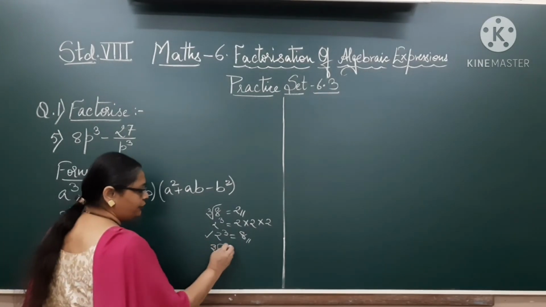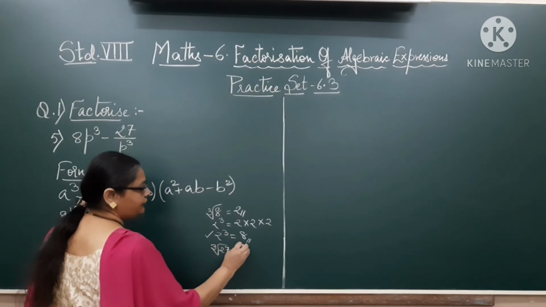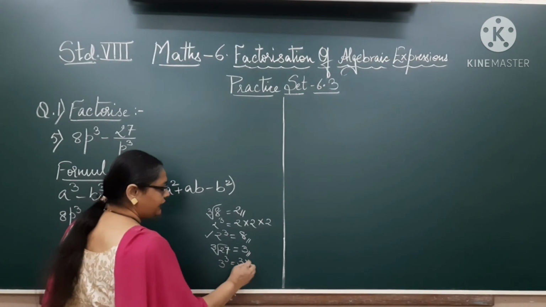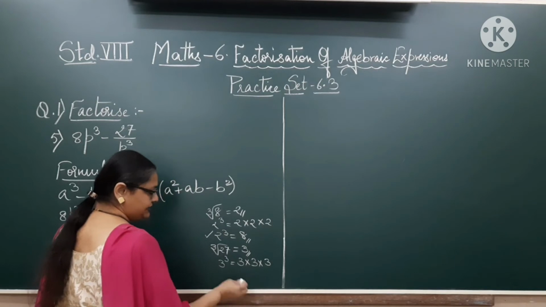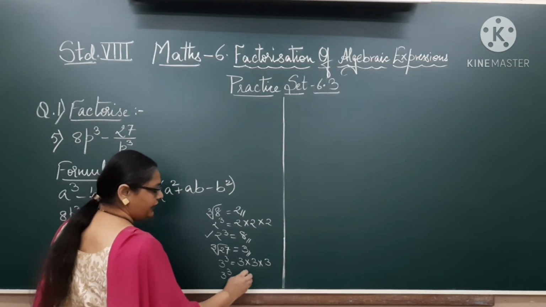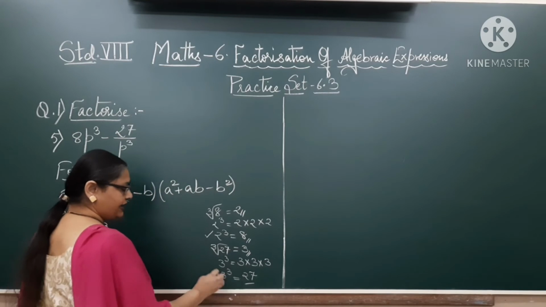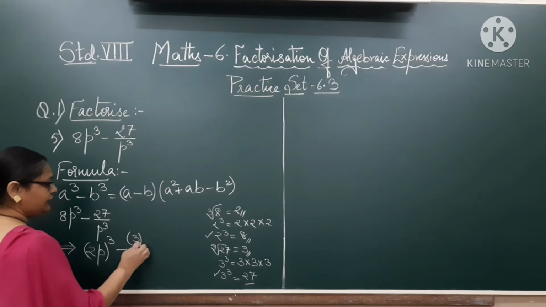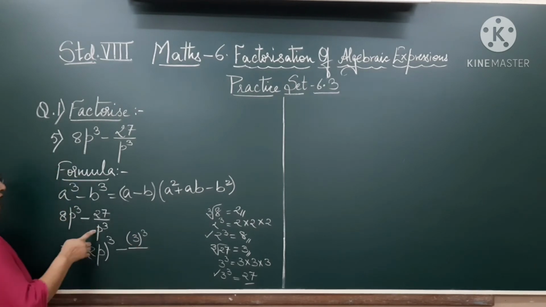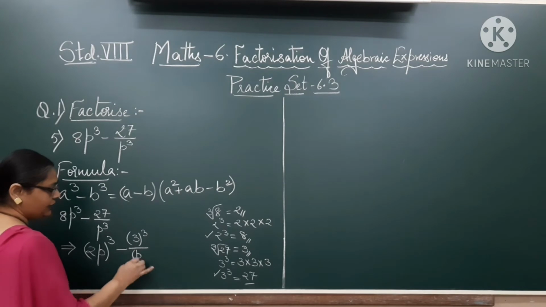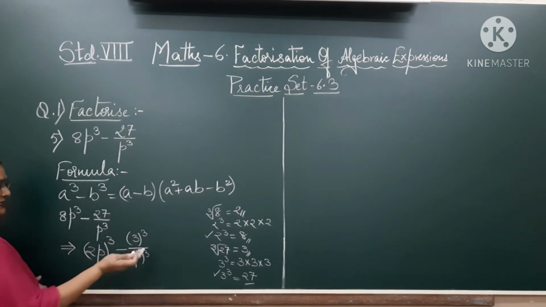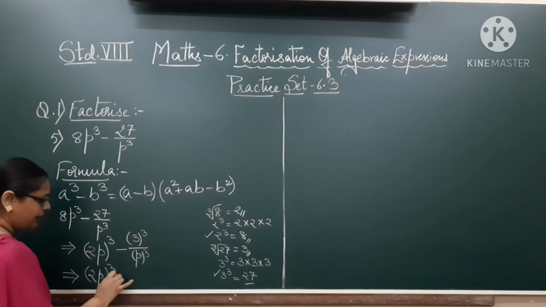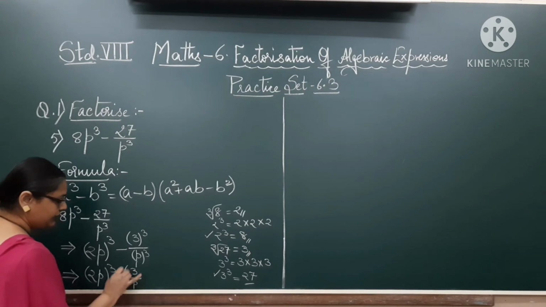Now find out the cube root of 27, which is equal to 3. How come 3? Let me confirm. 3 cube is equal to 3 3s are 9, 9 3s are 27. So I can write 3 cube is 27. So instead of 27, I can write 3 cube. So here 27 can be represented as 3 the whole cube upon p cube, which is p the whole cube. So instead of writing this separately, I can also write this as 2p the whole cube minus 3 upon p the whole cube.